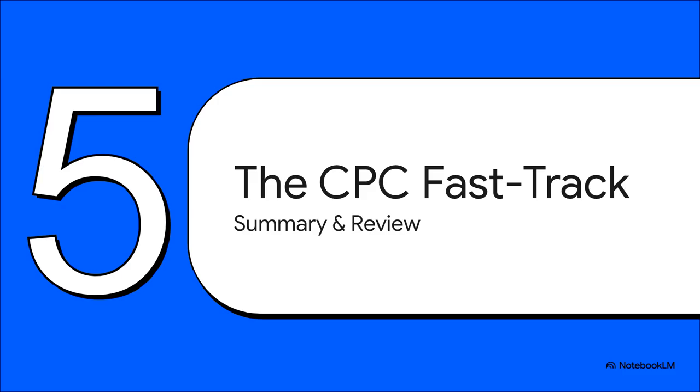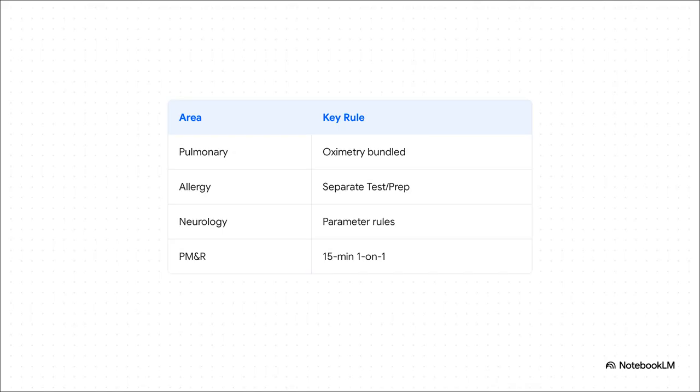Finally, Section 5, the CPC Fast Track Summary. Let's lock in everything we've learned today. Beware the pulmonary oximetry bundling trap. Always separate your allergy components, whether it's testing, administration, or prep. Memorize neurology's exact parameter and age rules. And for sure, never forget PM&R's supervised versus 15-minute one-on-one time rules.